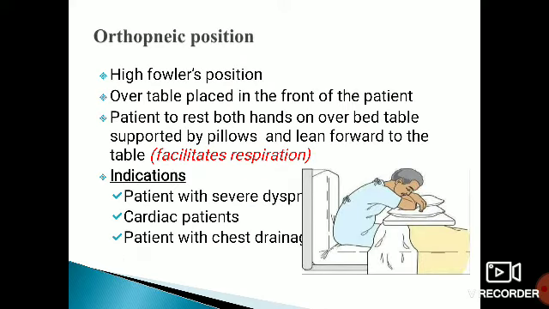Orthopneic position, high Fowler's position, with an over bed table placed in front of the patient. Patient rests both hands on the over bed table, supported by pillows, and leans forward to the table. Indications are patients with severe dyspnea, cardiac patients, patients with chest drainage.